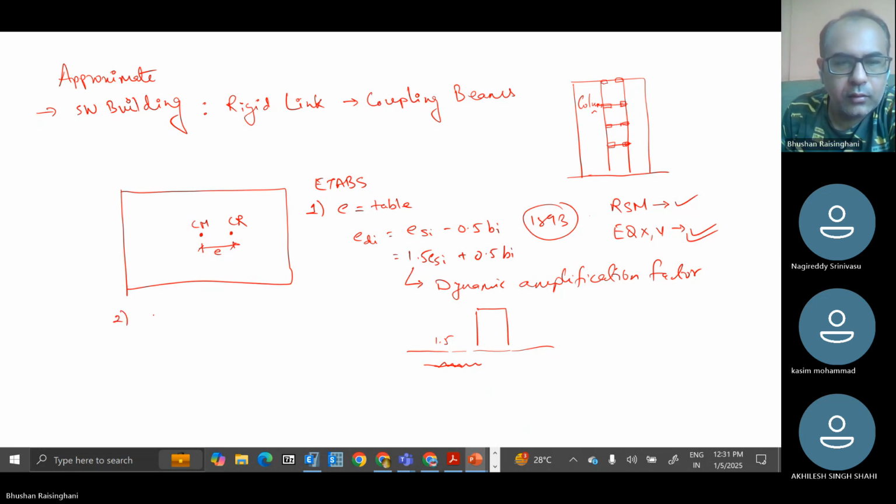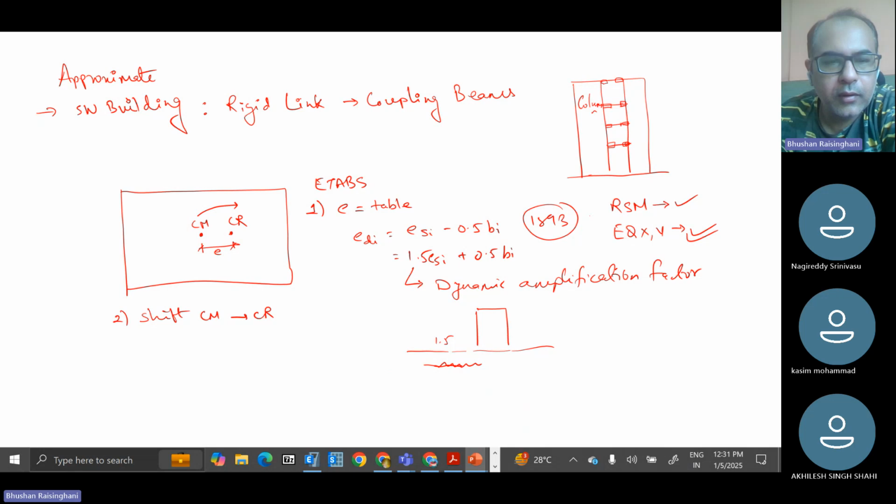So one way is to put in this eccentricity. The second is that you shift the center of mass to the center of rigidity. If you tick that option, then it will shift the center of mass to the center of rigidity, and that way your CM and CR will coincide. There will be no eccentricity. However, whatever shear force or bending moment is going to happen: lateral force was acting here, you are now providing it here. So this was your force, and this was the bending moment you are applying.